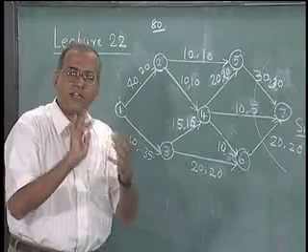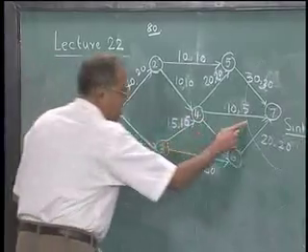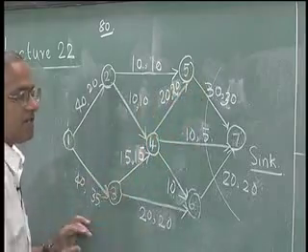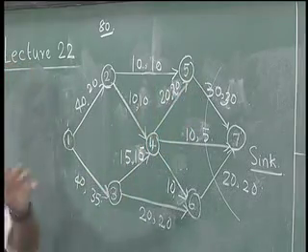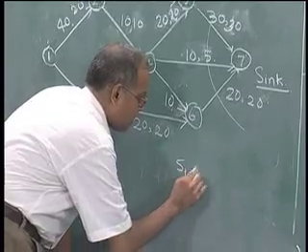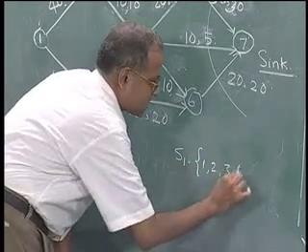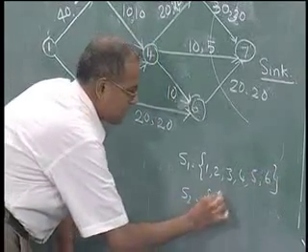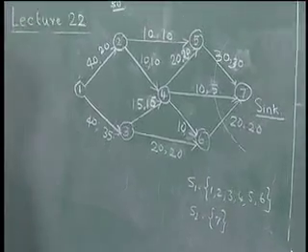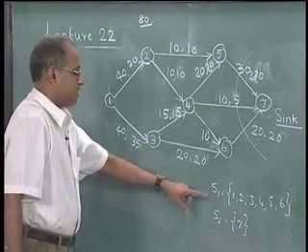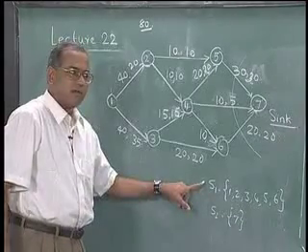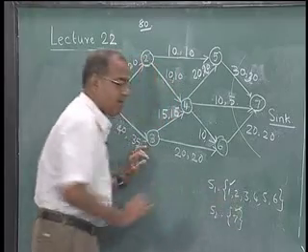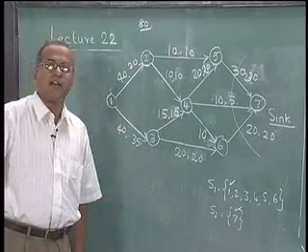Now, that brings us to another question. When we do this, what have we effectively done? By removing these three edges, we have created two sets of nodes. One set of nodes which will be 1 to 6, and the other set of node which is 7, which means effectively the source should always be in S1, the sink should always be in S2. So, this has to be in S1, this has to be in S2, the rest of them can be anywhere.